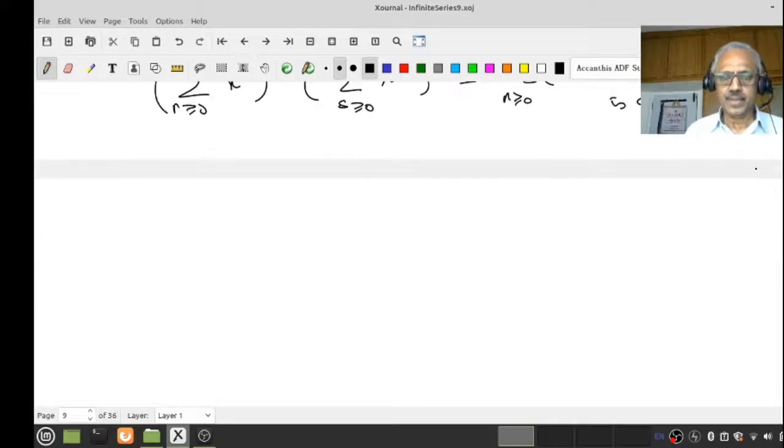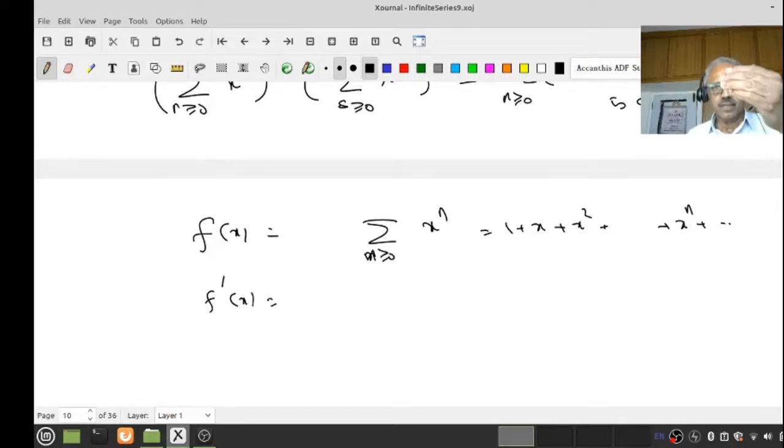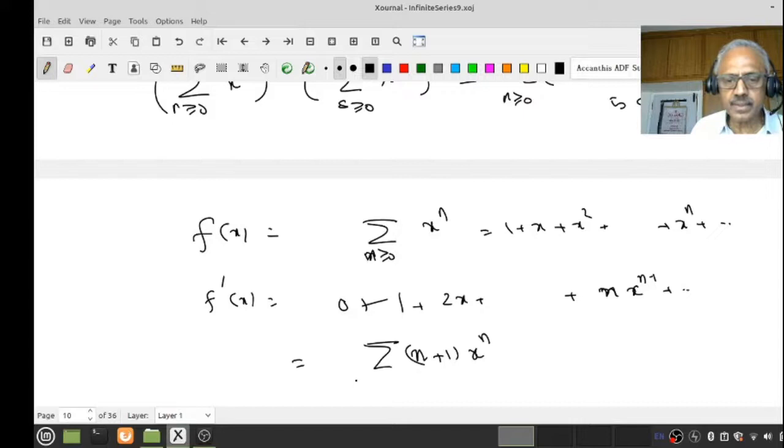That's fine. But there is something very interesting. Let us look at f of x equal to summation x power n, n greater than or equal to 0, that is 1 plus x plus x squared plus x power n plus 1, right? Now let me think of this as a polynomial. Each of the terms you differentiate. The derivative of 1 is 0, derivative of x is 1, the derivative of x squared is 2x, and so on. The derivative of x power n is n into x power n minus 1, and so on. Therefore, the general pattern is n plus 1 into x power n when n is greater than or equal to 0.